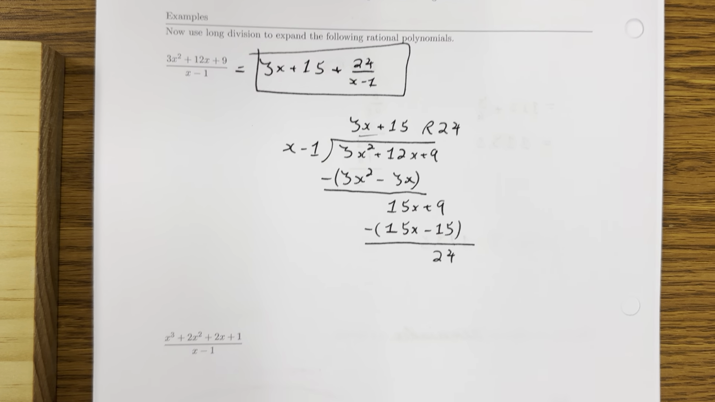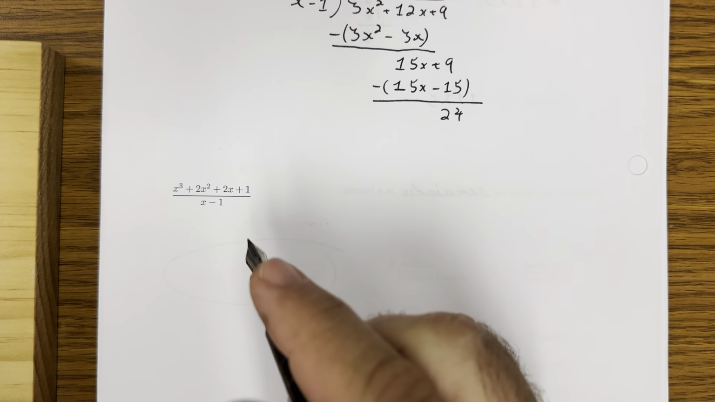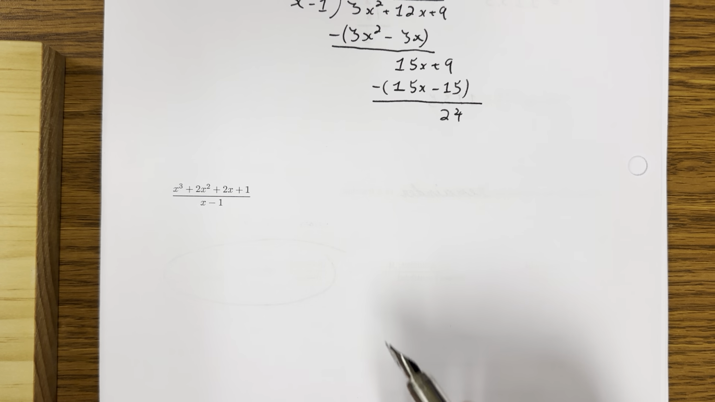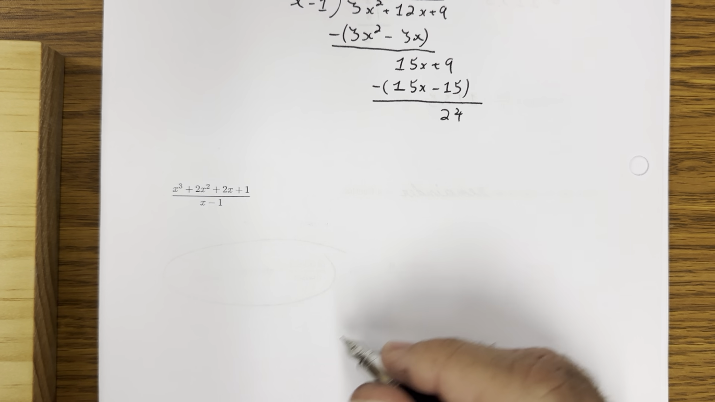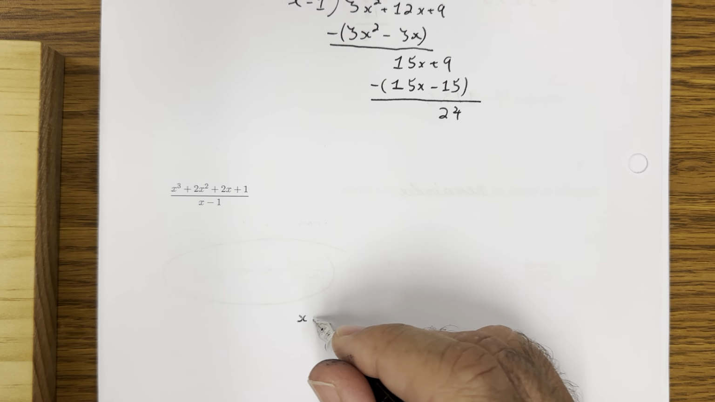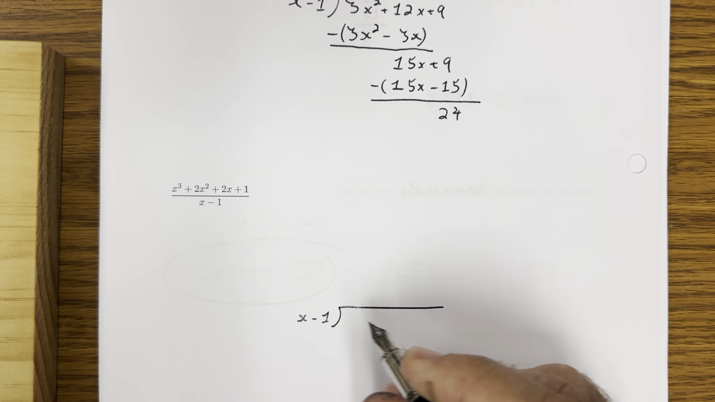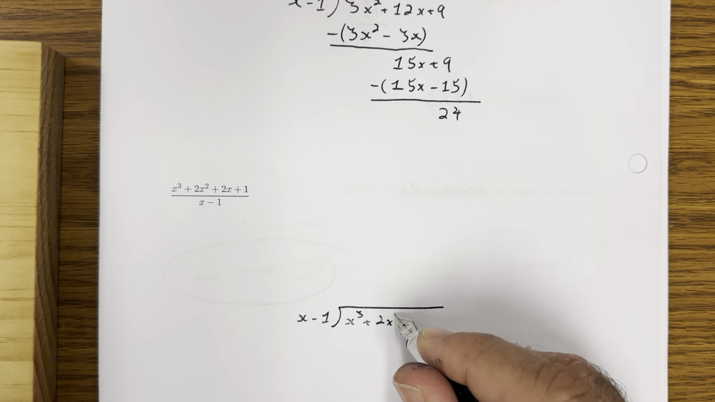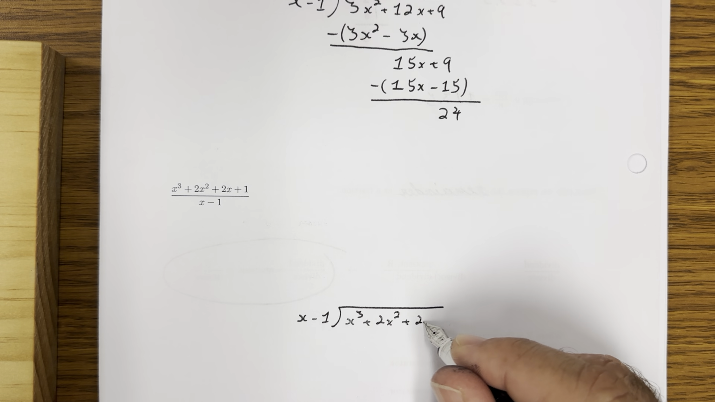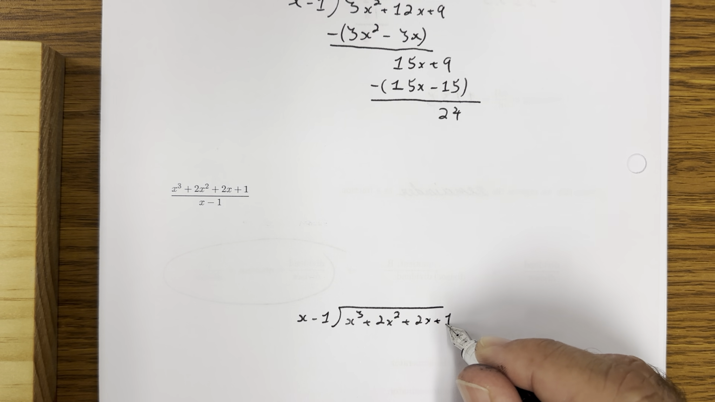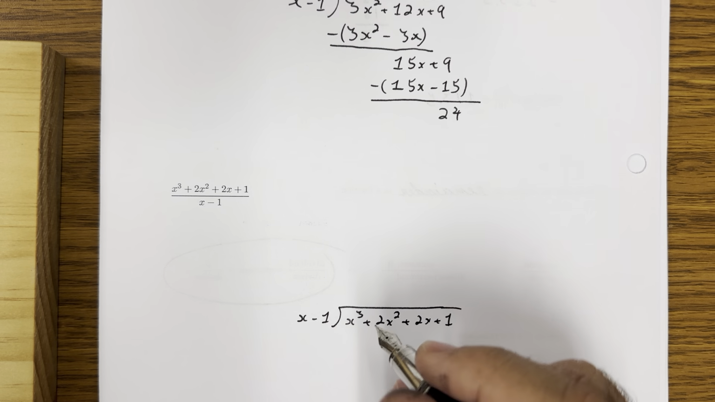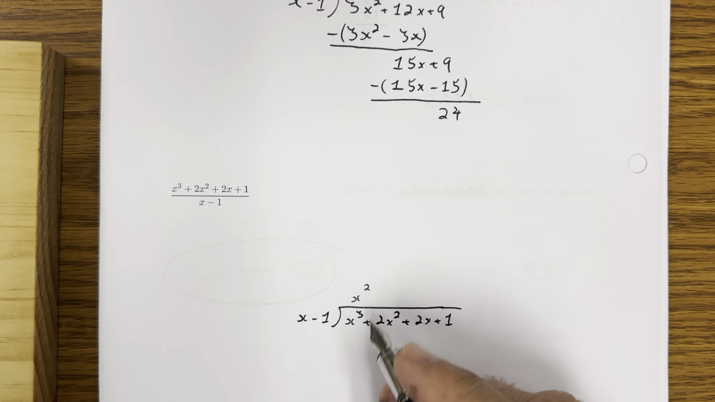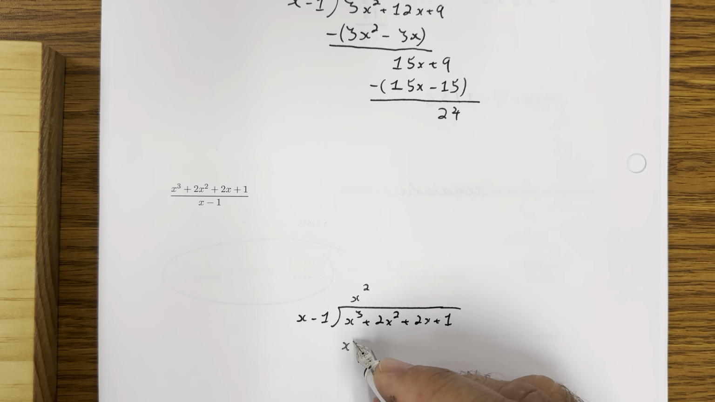So moving forward, we've got this whole thing divided by x minus 1 yet again. So we write x minus 1 divided into x cubed plus 2x squared plus 2x plus 1. So x goes into x cubed x squared times, so x times x squared, of course, that is x cubed. Don't forget to do both of these.